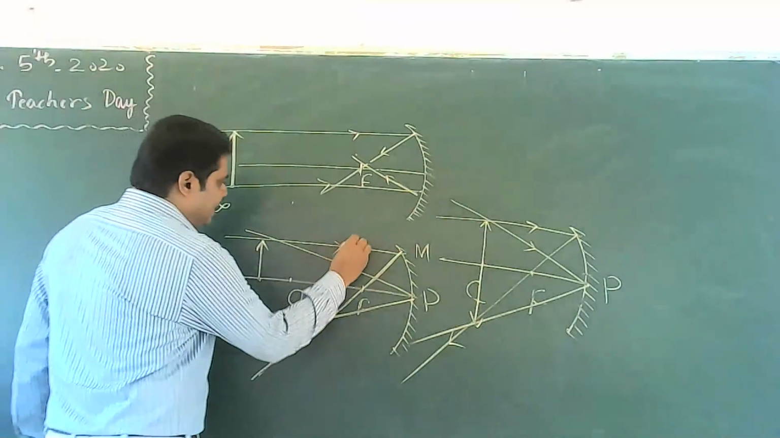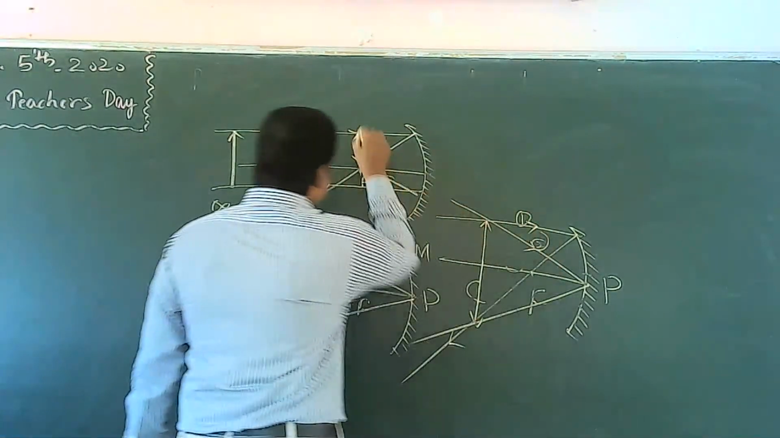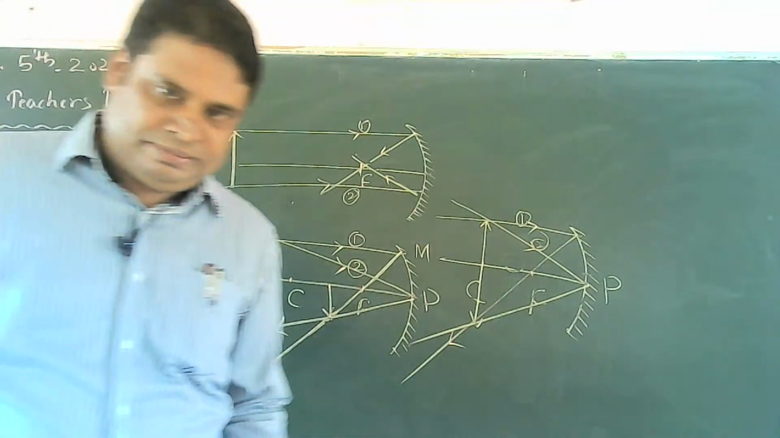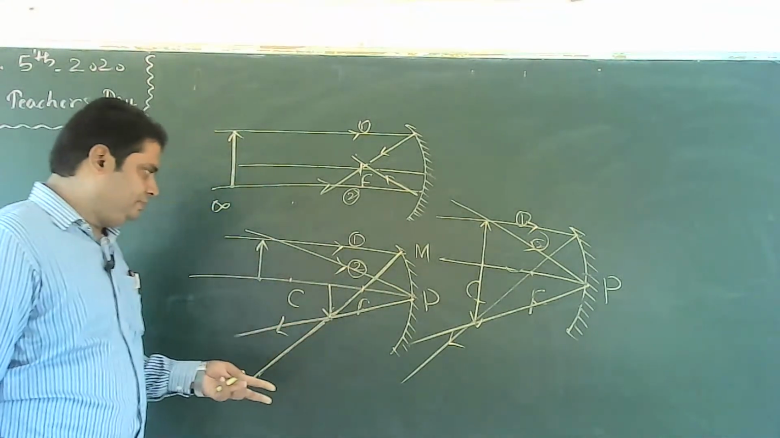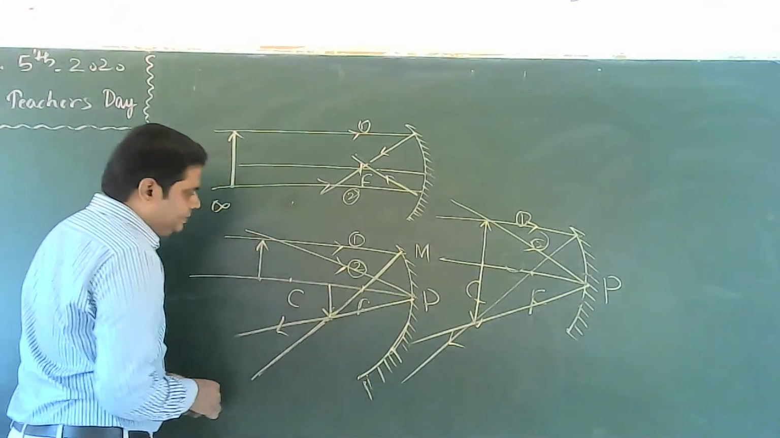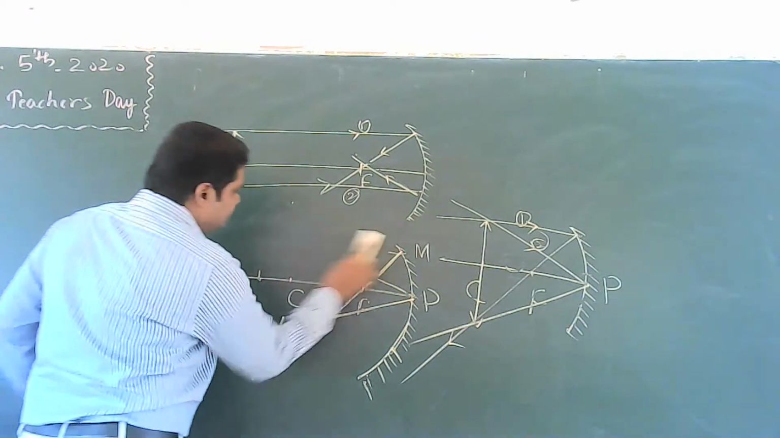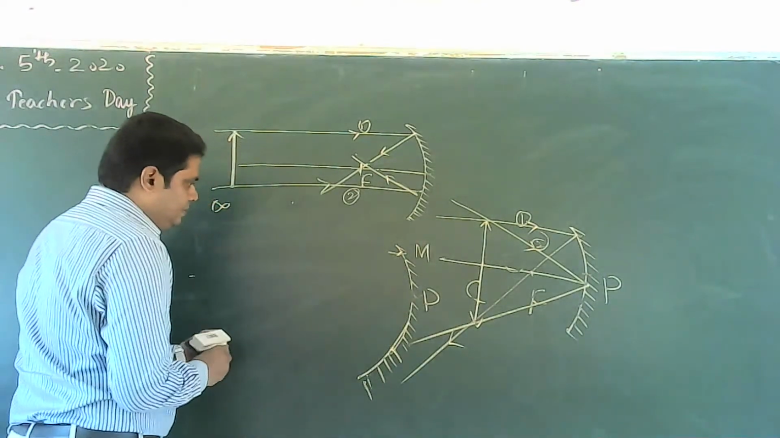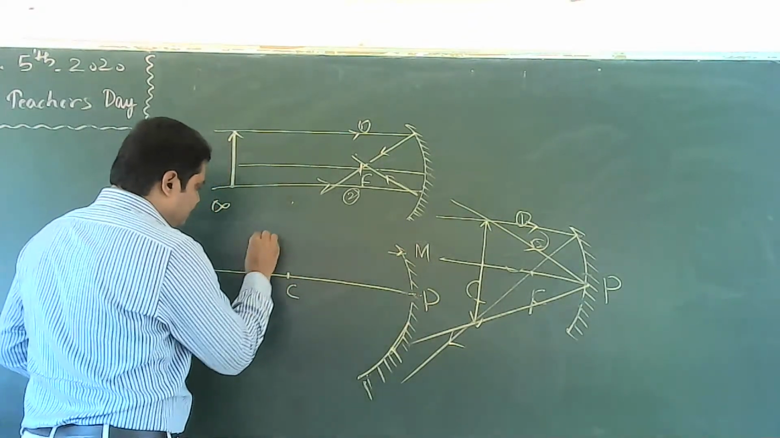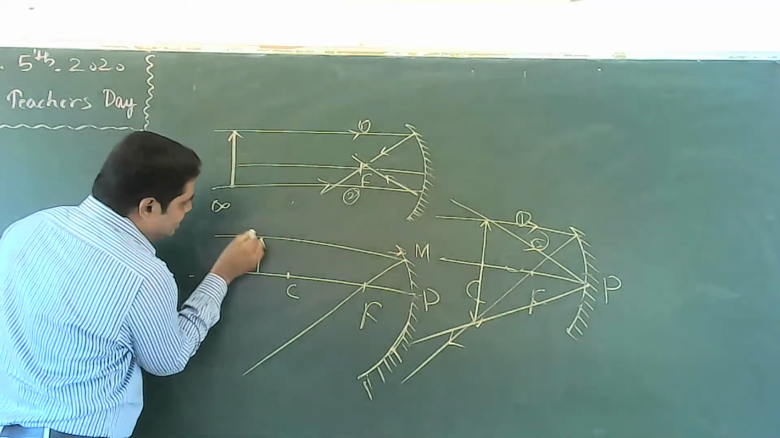I hope you understand. This is ray number 1, ray number 2. Sorry, this is ray number 2. This is ray number 1, ray number 2. This way, we have to consider any two rays to construct the image. You can construct like this also. See, I will explain this. Instead of this ray, we can consider this ray also.